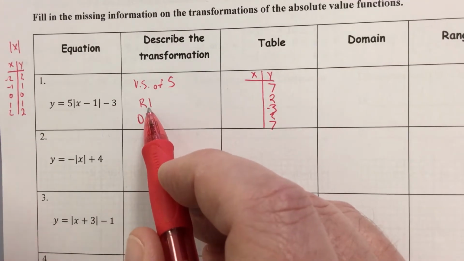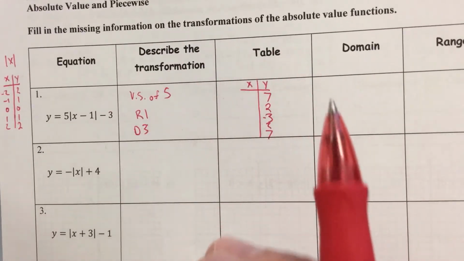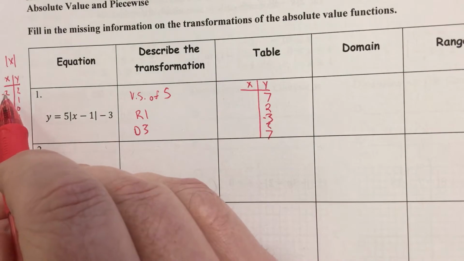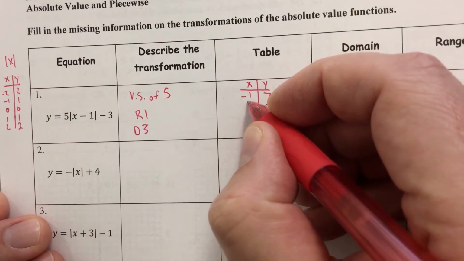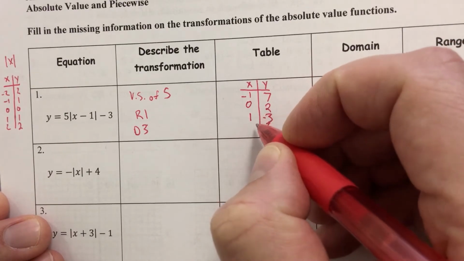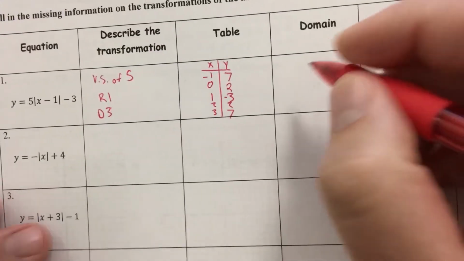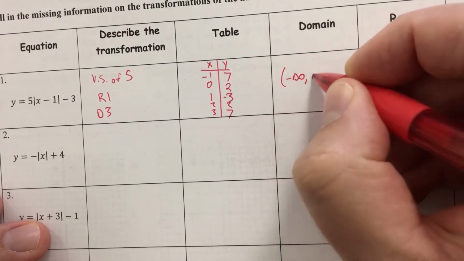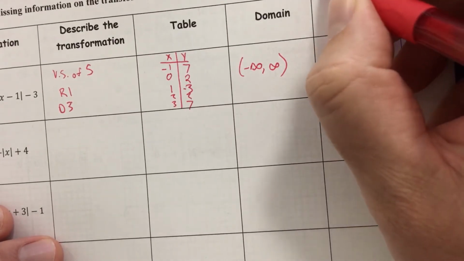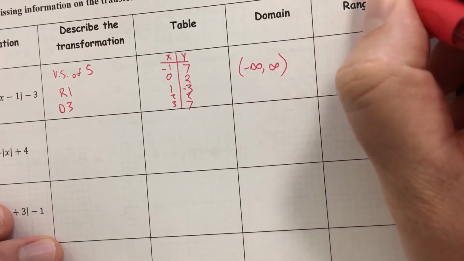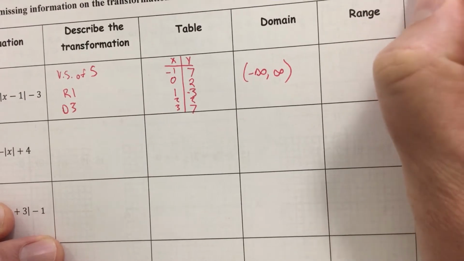Now the right 1 movement is going to be just the x. So we're going to add 1 to each x value. So if you add 1 to each x value, that's going to be -1, then 0, then 1, then 2, then 3. So there's a table for that one. Domain, absolute value is always -infinity to infinity. The range, parent function range, so the parent function is 0 to infinity, and it looks like this.